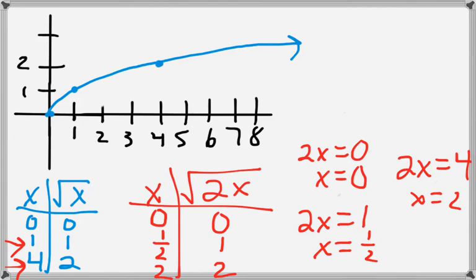So by plotting these points, we can see the transformation now. The point that used to be 1, 1 is now at 1/2, 1. So same y value, but the x value is smaller. And then similarly, the point that was 4, 2 is now 2, 2. So we've shrunk toward the y-axis here in the horizontal direction. So this is a horizontal shrink.